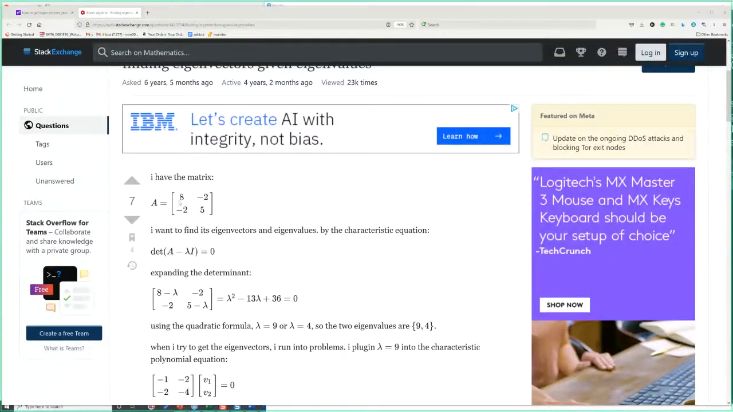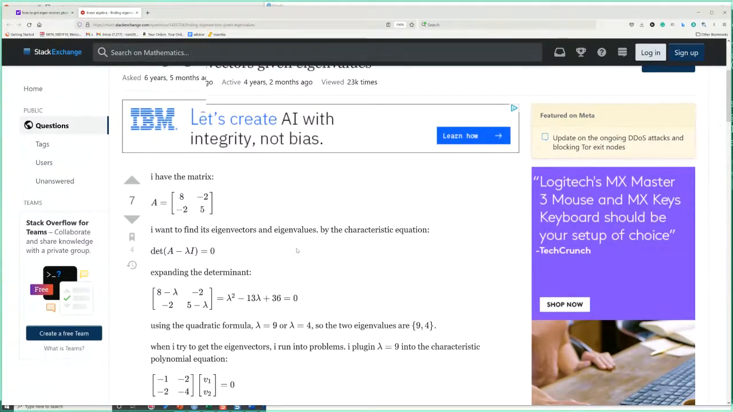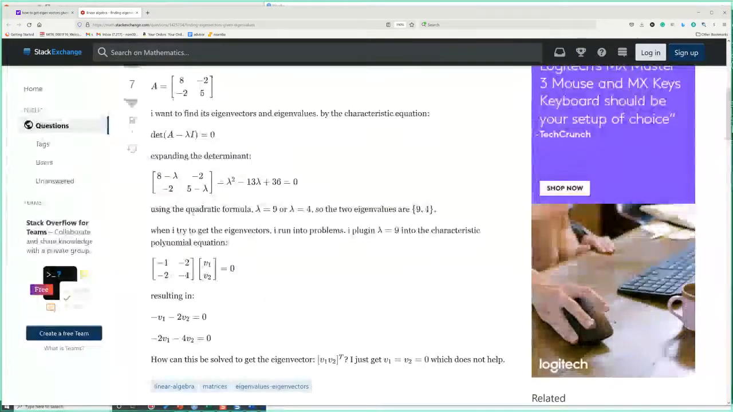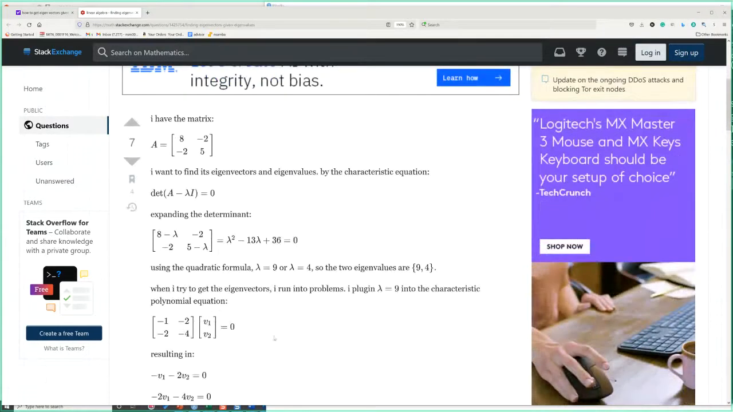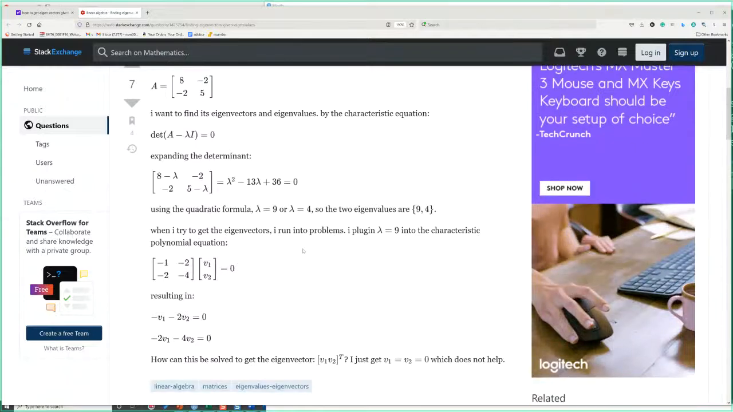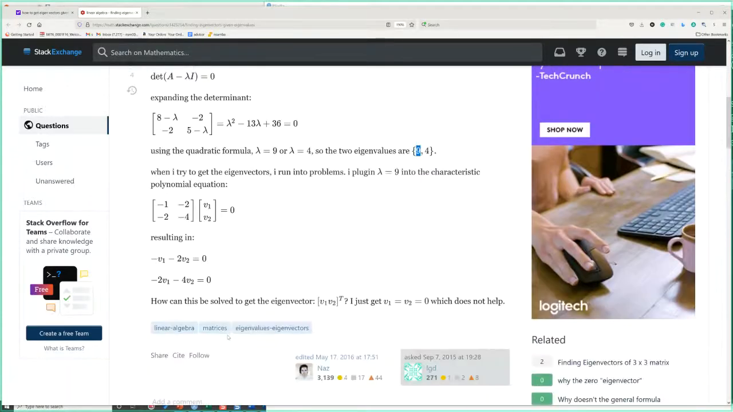So in the example, if I do the same thing, you are going to get 0. Why is that? Because, for example, in this case, the matrix is 8, minus 2, minus 2, 5. Exactly like I solved it, it is given here, but for a different matrix. So I have an equation in lambda, which is a quadratic equation. I got 9 and 4. The eigenvalues are 9 and 4. Are you with me? You substitute the first one, 9, and you get minus 1, minus 2, minus 2, minus 4. The resulting equation is this.